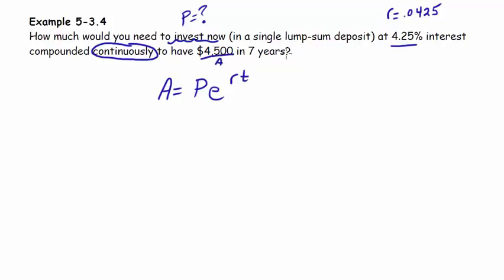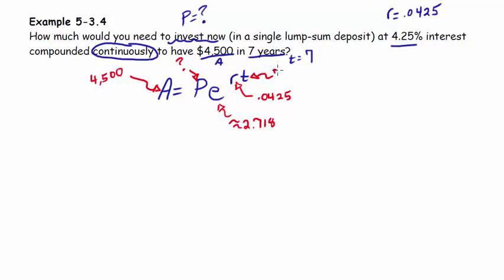This is A, what I would have at the end after 7 years. Alright, so A, what I end up with, is 4,500. P is what we're looking for, that's our variable. e is about 2.718, but we're just going to use that button in our calculator. We know the interest rate here is 0.0425, and lastly we're investing for 7 years. So let's see if we can plug all that into our formula.